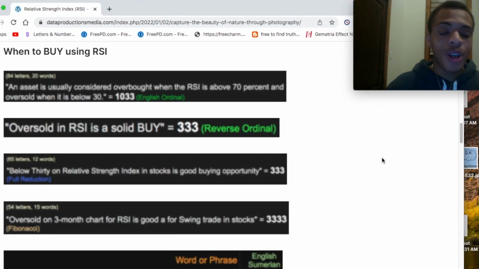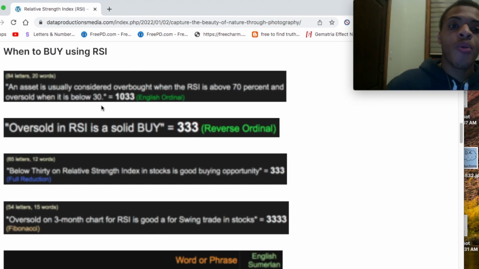When to buy using RSI. You know, I'm a poet and I didn't even know it. So an asset is usually considered overbought when the RSI is above 70 and oversold when it is below 30.